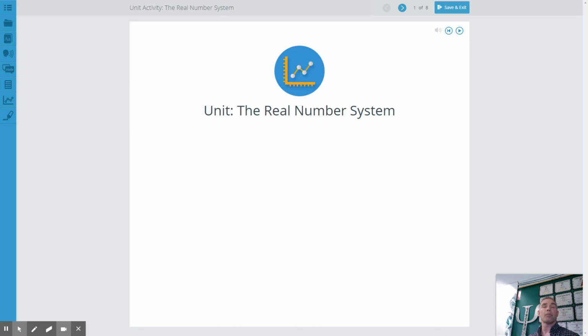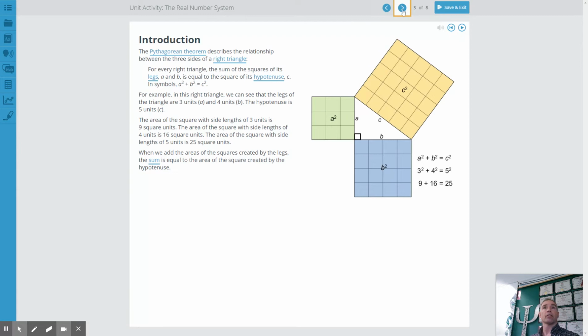Hi, I'm Mr. Robinson, and I'm going to provide you some assistance to complete the unit, the real number system. So this unit focuses on using the Pythagorean theorem.